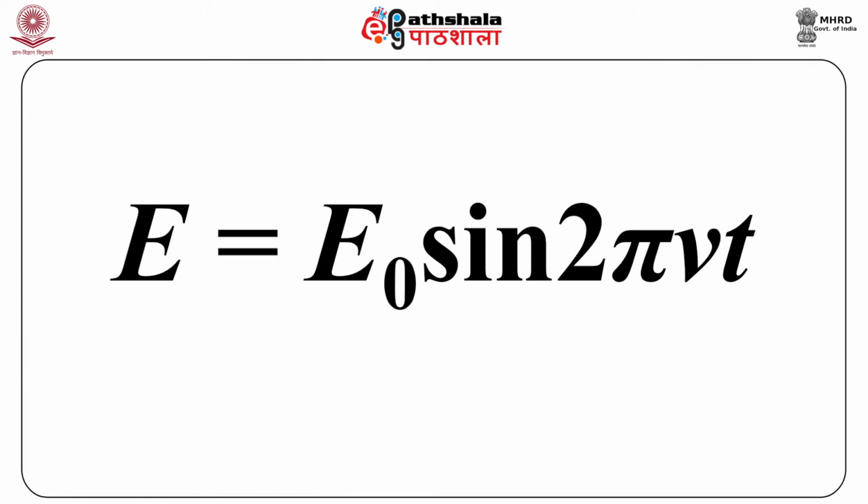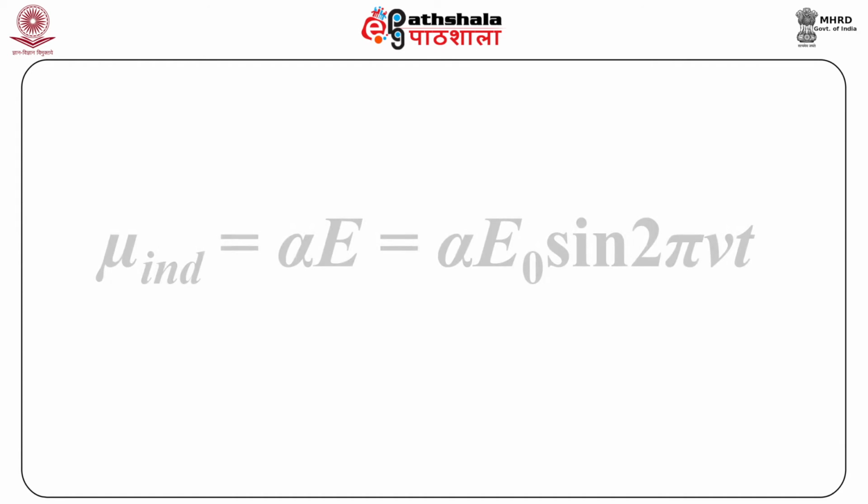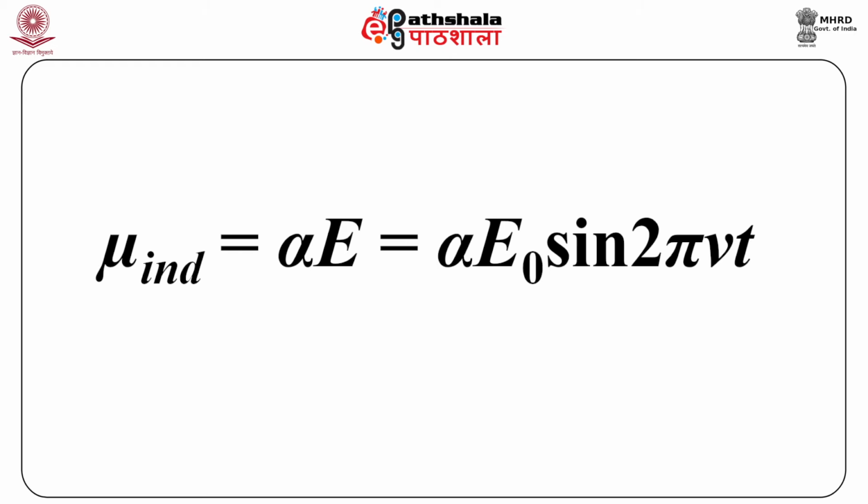sine 2 pi nu t. You know that it is a sine function, and that means that since the electric field is varying as a sine curve, the time dependent dipole moment is also varying as a sine curve, and what you can say is mu induced is equal to alpha E, which can also be written as alpha E naught sine 2 pi nu t, and E naught is the strength of the applied field, actually the amplitude that we discussed about initially.